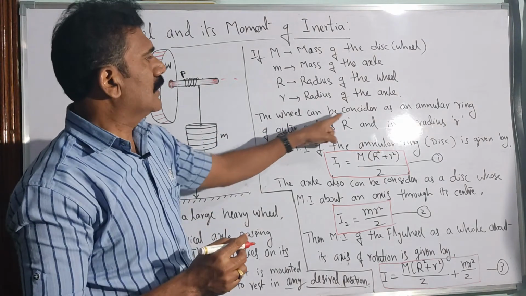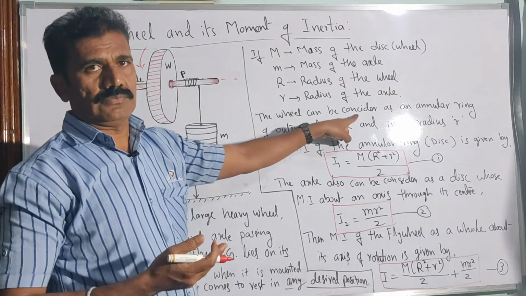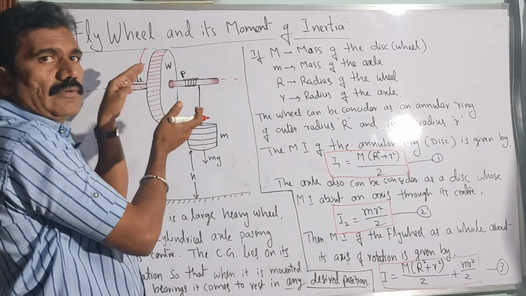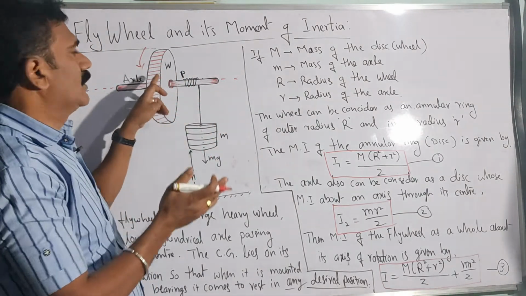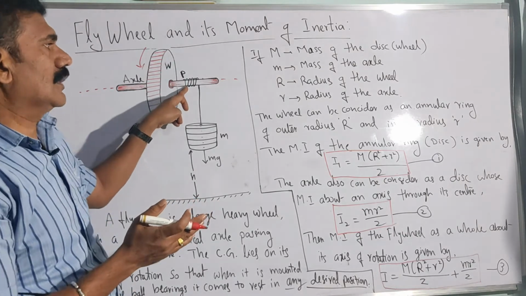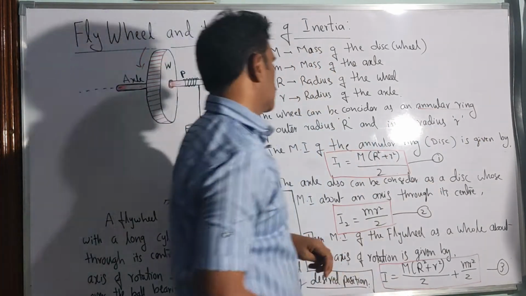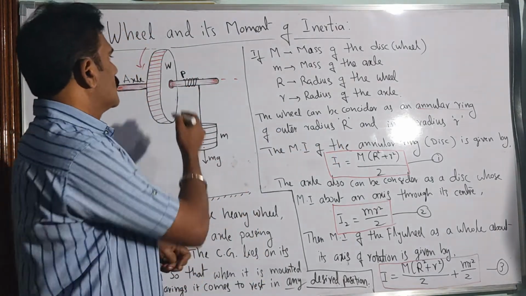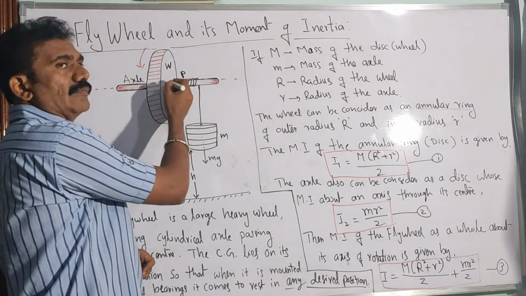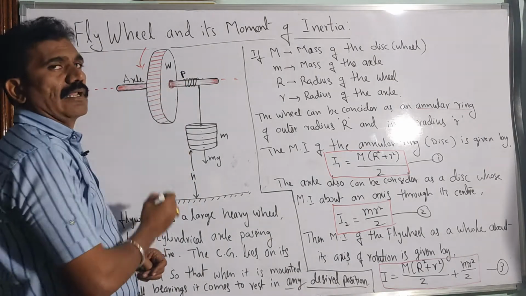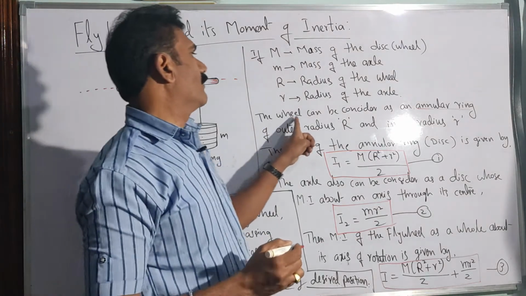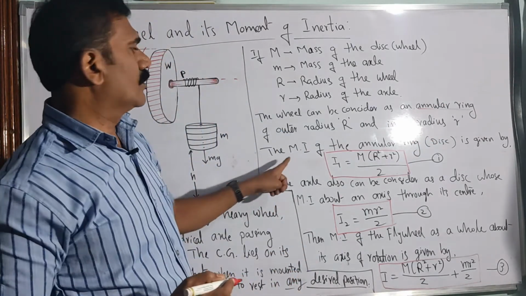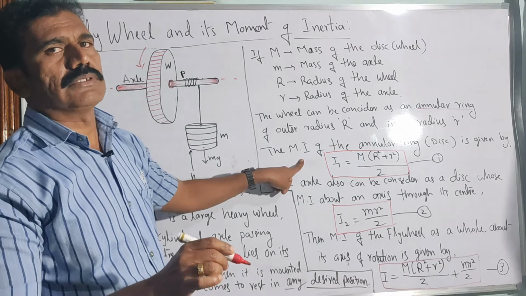Now the wheel can be considered as an annular ring. The entire wheel can be considered as consisting of a number of small annular rings, which put together give such a big metallic wheel. So the outer radius of the annular ring is capital R, and because there is a small hole, the radius of that hole from the center is equal to the radius of the axle. So the wheel can be considered as an annular ring with outer radius R and inner radius small r.